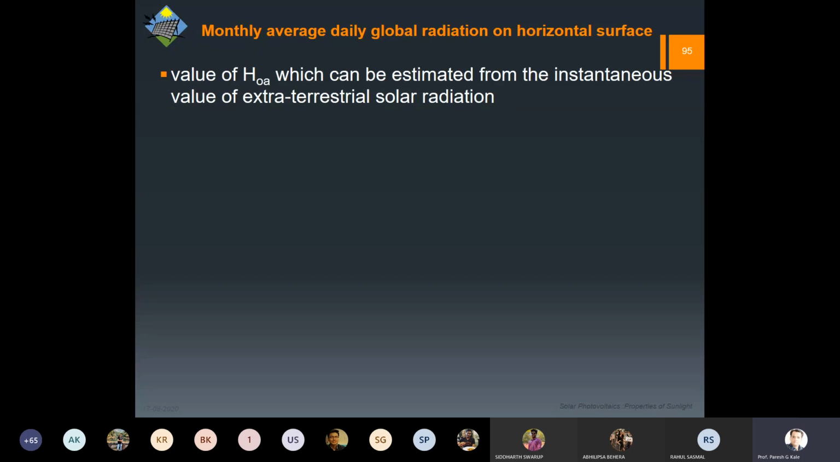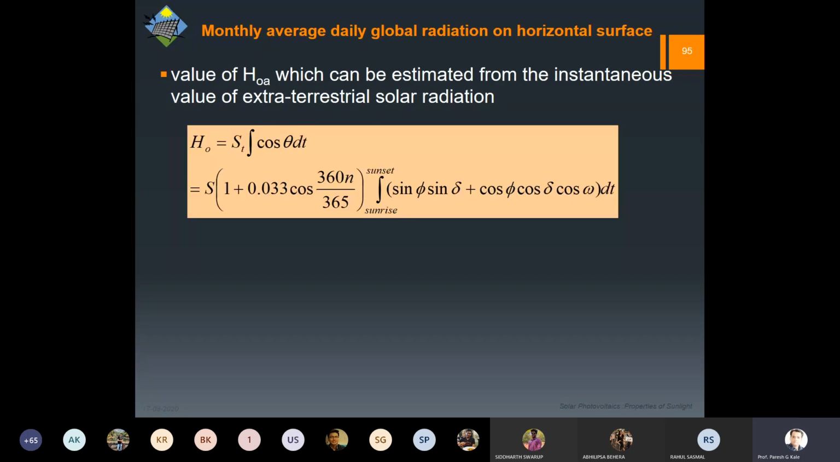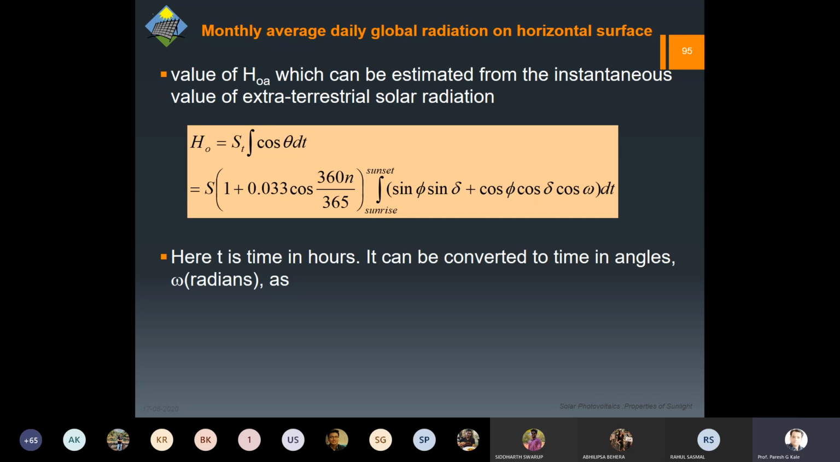So how to determine this? The HOA can be estimated from the instantaneous value of the extraterrestrial radiation. Kindly note down this particular formula. This H0 we can find out by integrating the cos theta over the value of S. For cos theta, we can substitute our expression. We know how to calculate the value of S T, by multiplying S into the expression we have given.